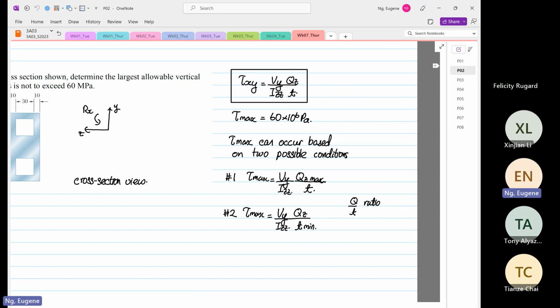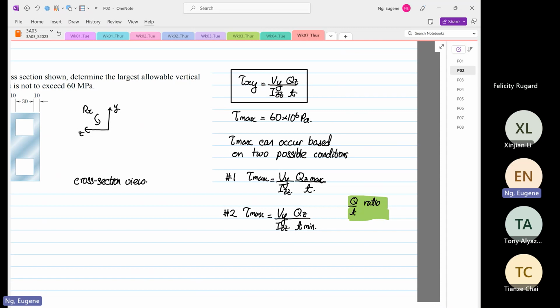So the most important thing, and you should do this for your summary sheet, is your Q over t ratio. This is so critical, the Q over I t ratio. So any questions regarding this?